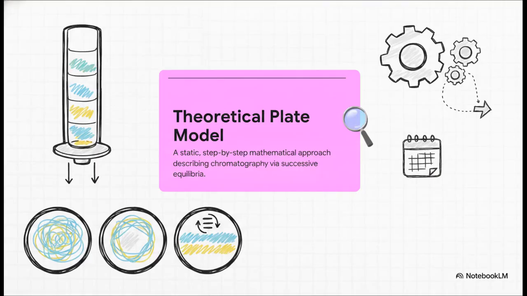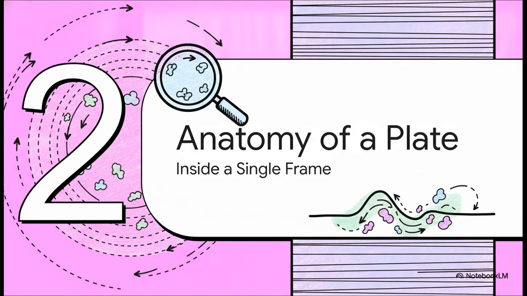Taking that analogy a step further gives us our actual definition. The theoretical plate model is essentially a static, step-by-step mathematical approach. It takes that chaotic, continuous chemical flow and freezes it into digestible, discrete frames. And in every single one of these frames, the entire column reaches a state of new equilibrium before we ever move on to the very next frame. Moving on to part two, anatomy of a plate.